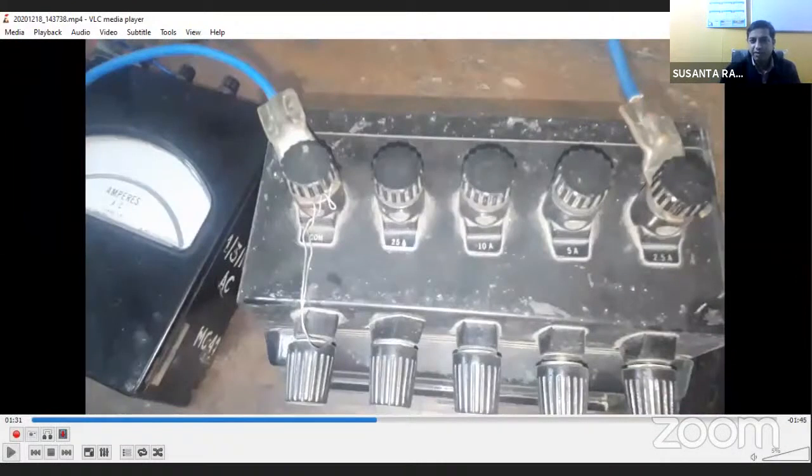So we have taken the 2.5 ampere range because in the open circuit test, the current which will flow through the circuit will be very less. If we take 10 ampere, then we'll lose the sensitivity. Isn't it? So therefore we have used the minimum range of the current coil available in this wattmeter.